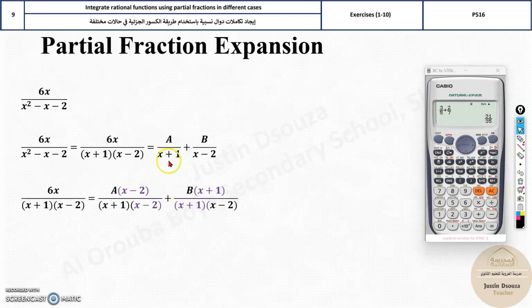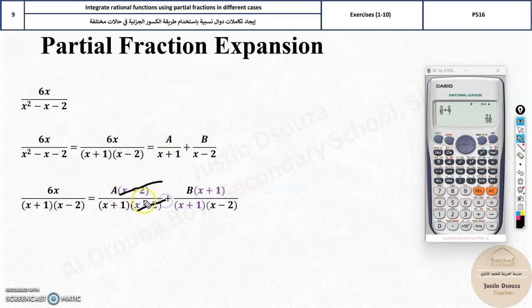Now, how we do it is very simple. You are manipulating this by trying to get the denominators equal. If all the denominators are equal, then we can equate the numerators. So what is missing over here? The common factor. Over here, x plus 1 is there. So multiply and divide by x minus 2. Basically, you're not making any error.